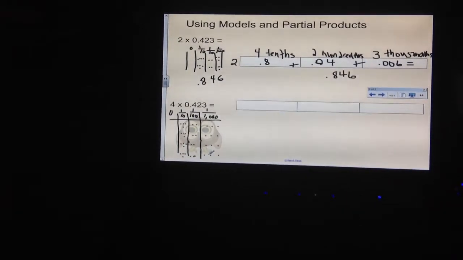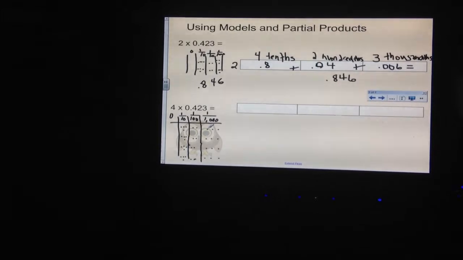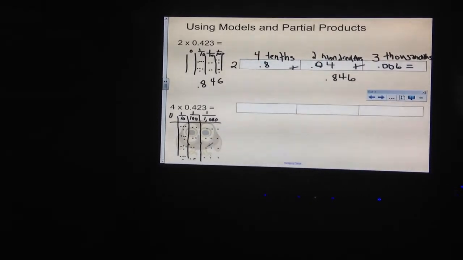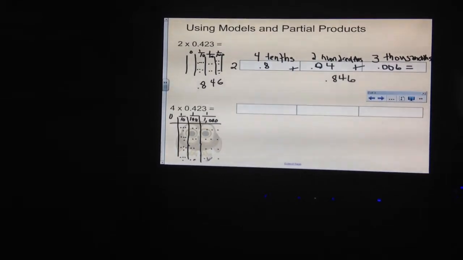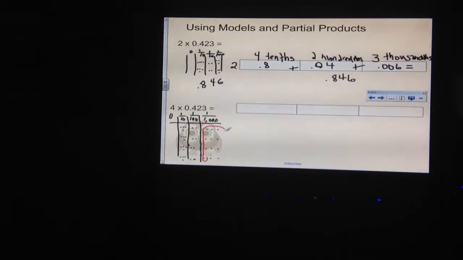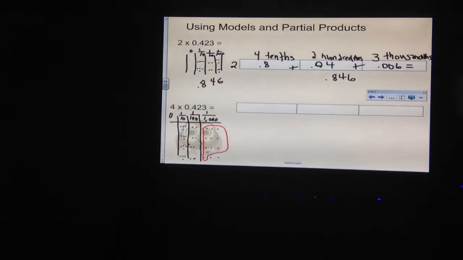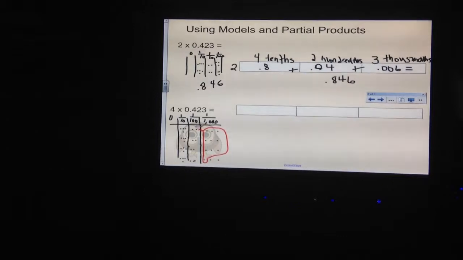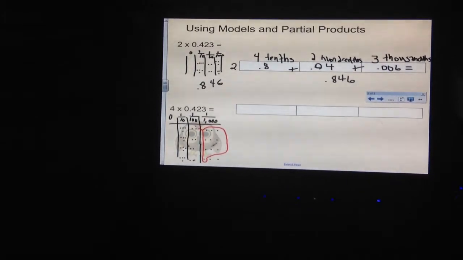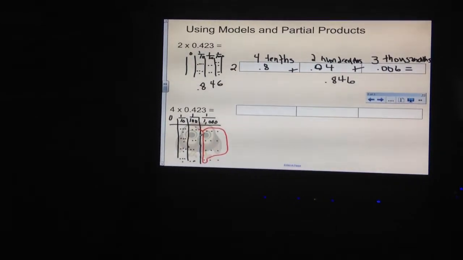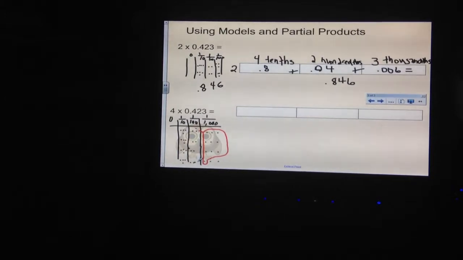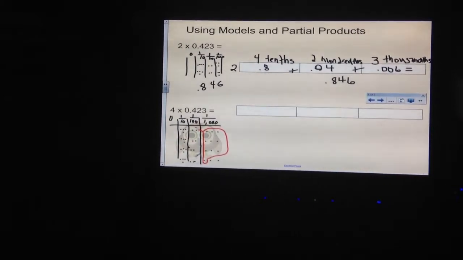So here I want to take 10 and move it into the next column. 1, 2, 3, 4, 5, 6, 7, 8, 9, 10. I'm going to grab those 10. I know that 10 thousandths is the same thing as 1 hundredth. So I'll move that over there. So now when I go to this column, I'm going to count up. I have 3 plus 2 more is 5, 7, 9. I'm not at 10, so I don't need to regroup.